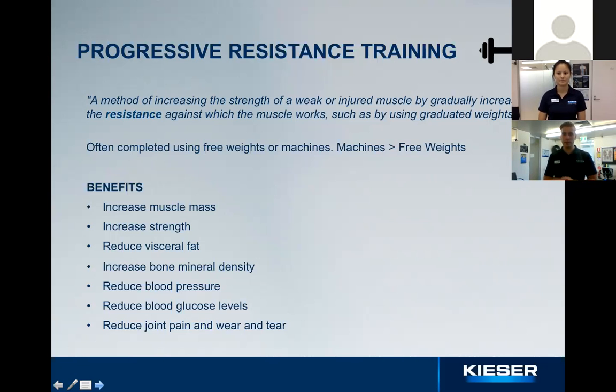What are some of the benefits? Increased muscle mass, increased muscle strength, reduction in visceral fat. Visceral fat is the fat that actually sits inside your abdominal cavity and surrounds your organs, so you can't actually see it from the outside. Improvement in bone mineral density. It can also improve your cardiometabolic markers, so blood pressure, blood glucose, cholesterol, etc. And it can help to reduce joint pain, wear and tear, such as arthritis pain, things like that.